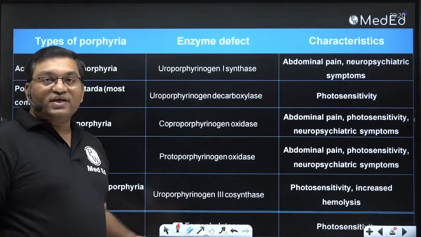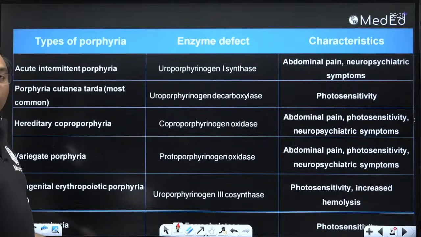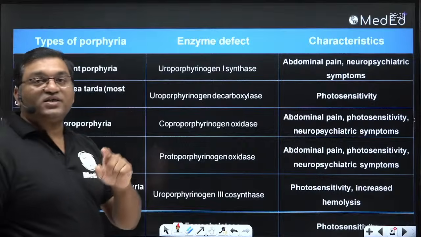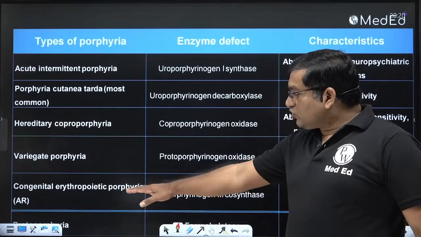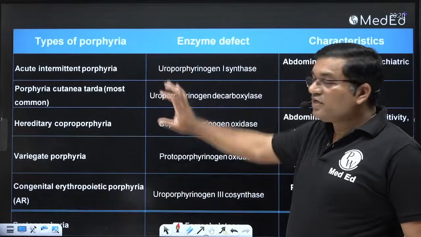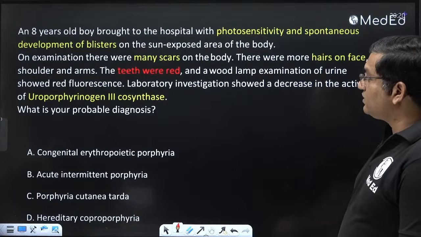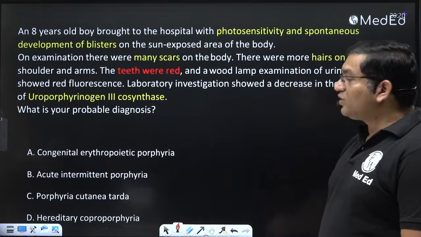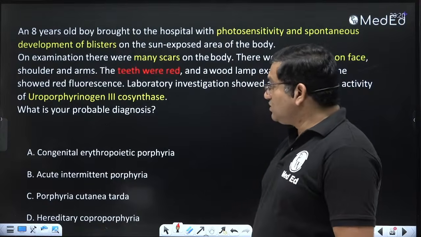All porphyrias are autosomal dominant except congenital erythropoietic porphyria, also protoporphyria, and the X-linked sideroblastic anemia due to the ALA synthase defect. So congenital erythropoietic porphyria and protoporphyria are the erythropoietic porphyrias, and these are the hepatic porphyrias. Now see the clinical cases, which are important for remembering the symptoms of each disease.